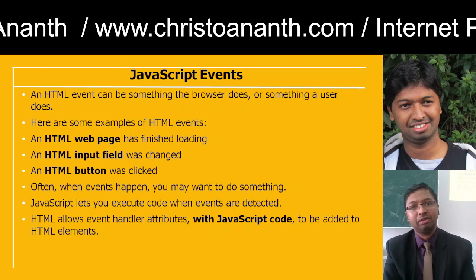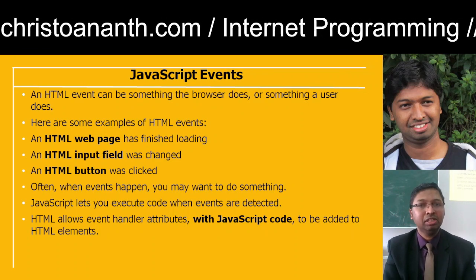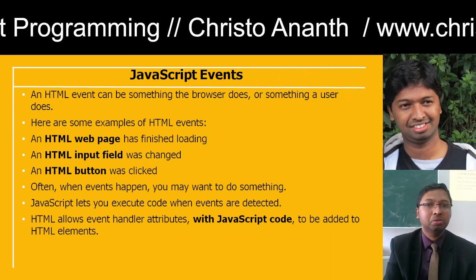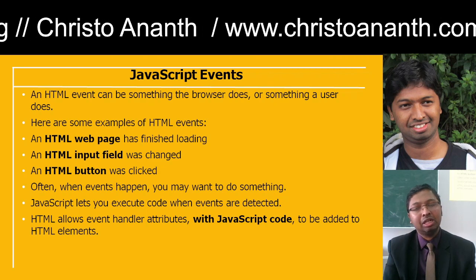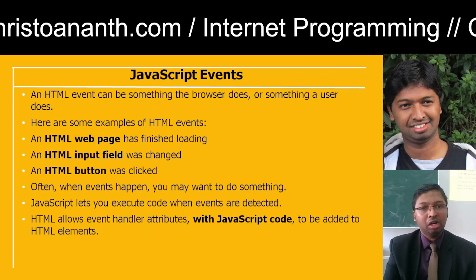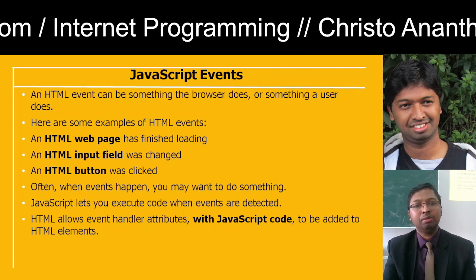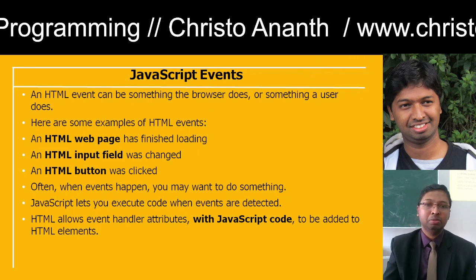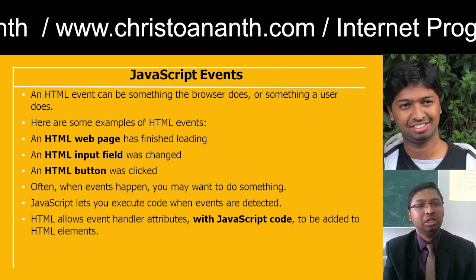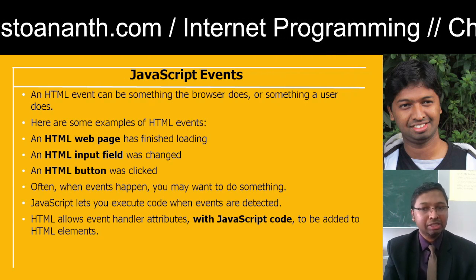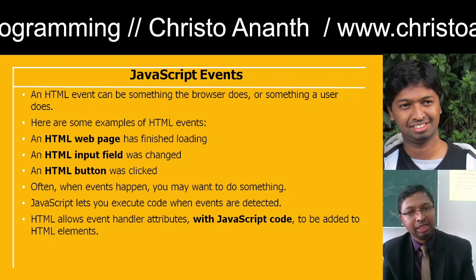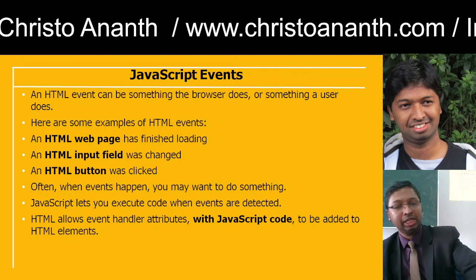Right. So this is a JavaScript event. An event is something a browser does, or something a user does. An HTML event could be an HTML web page which has finished loading, or the input field was changed, or an HTML button was clicked. When events happen, you are going to do something with them. JavaScript lets you execute code when events are detected, and it allows event handler attributes to be added to HTML elements.